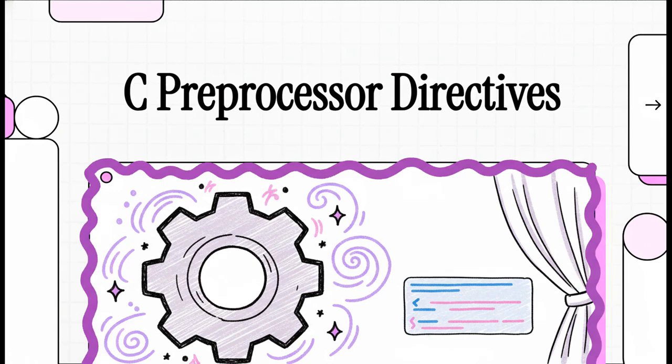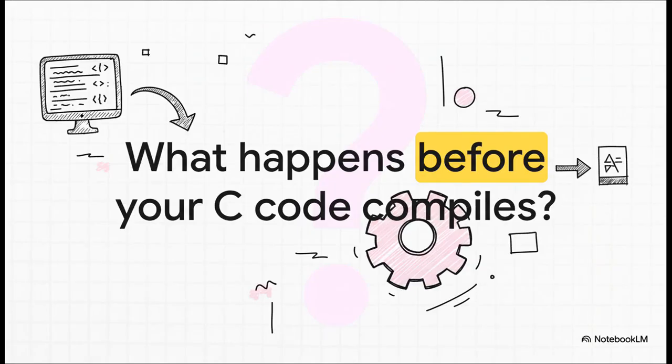All right, today we're going to pull back the curtain on a part of C programming that's super fundamental, but honestly, it's a little misunderstood sometimes. We're talking about the C preprocessor. Think of it as your code's secret assistant, one that works its magic before your code even gets a look from the compiler. I mean, have you ever really stopped to think about that?